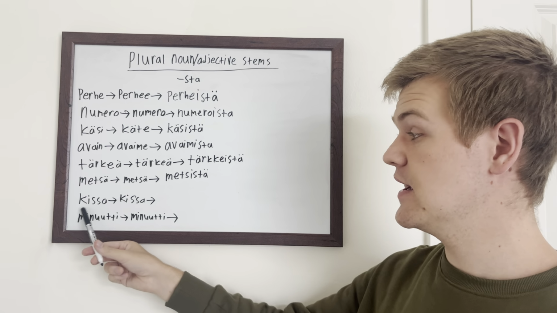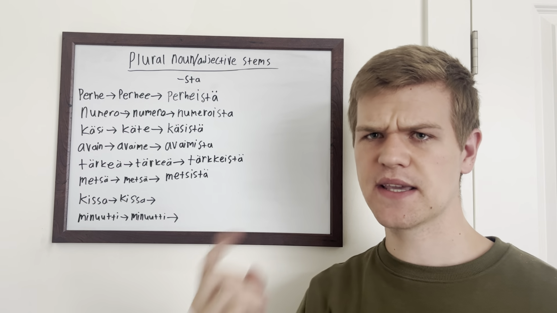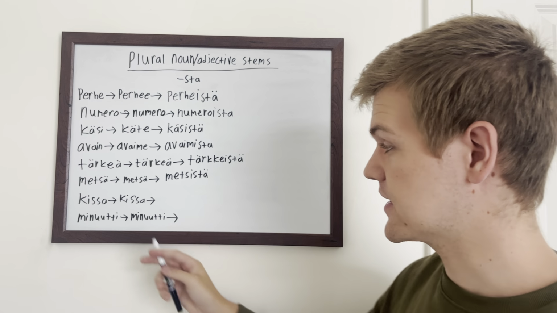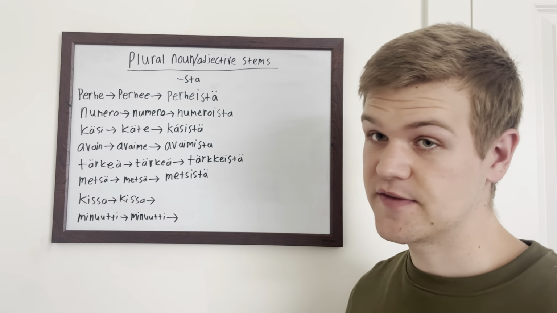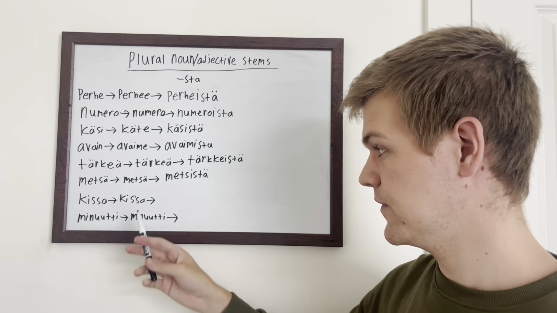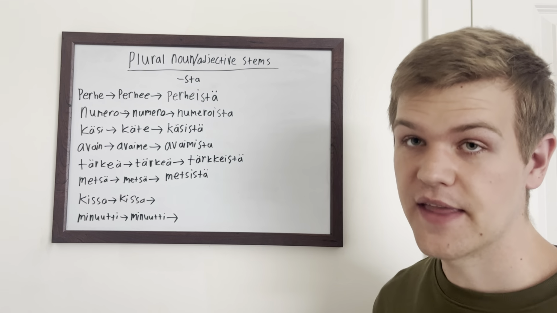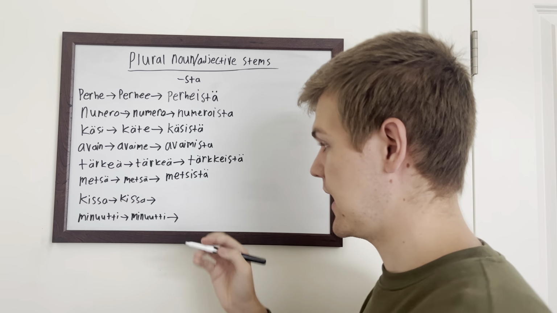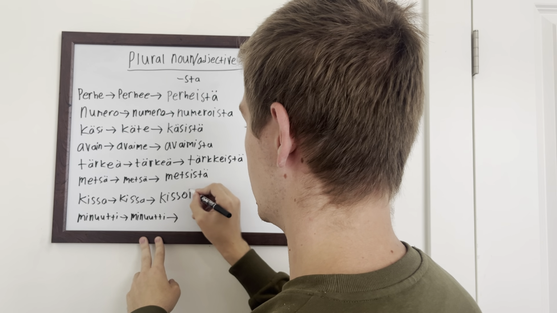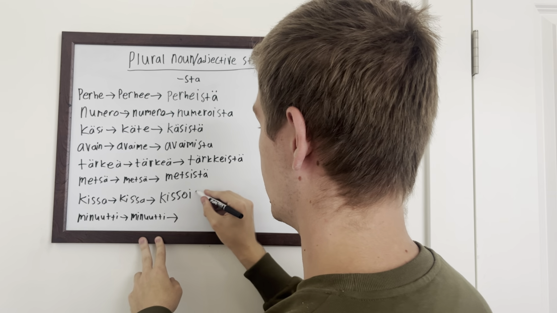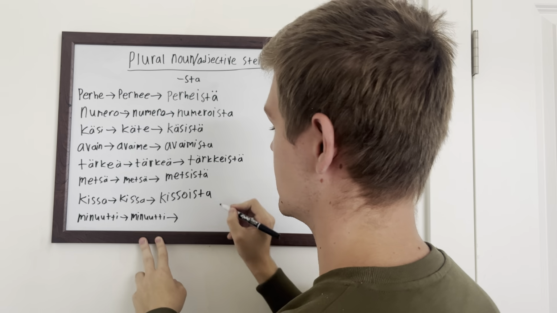This next one, kissa. Again, 2 syllables, kissa. So we're gonna have to look at the first vowel, which is an I. If the first vowel is A, E, or I, with this type of A, then it's going to be OI that we're gonna add instead of I. So we get kissoi, and then we can add the STA right on there, kissoista.